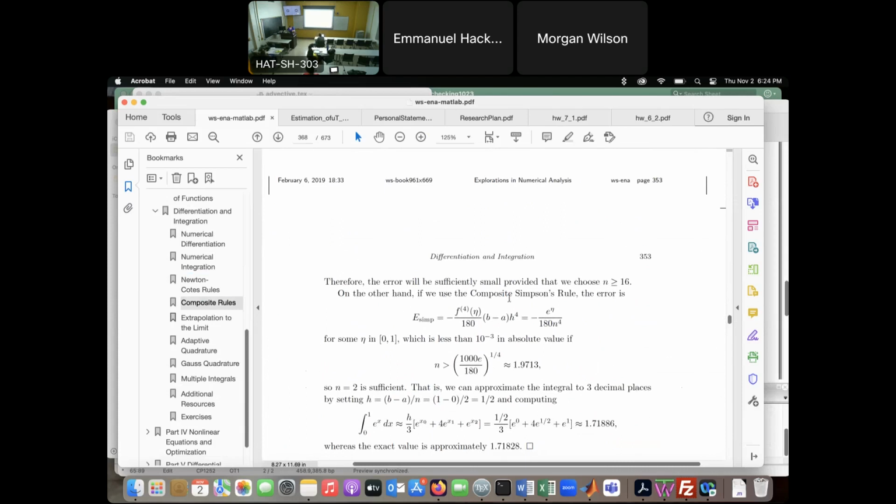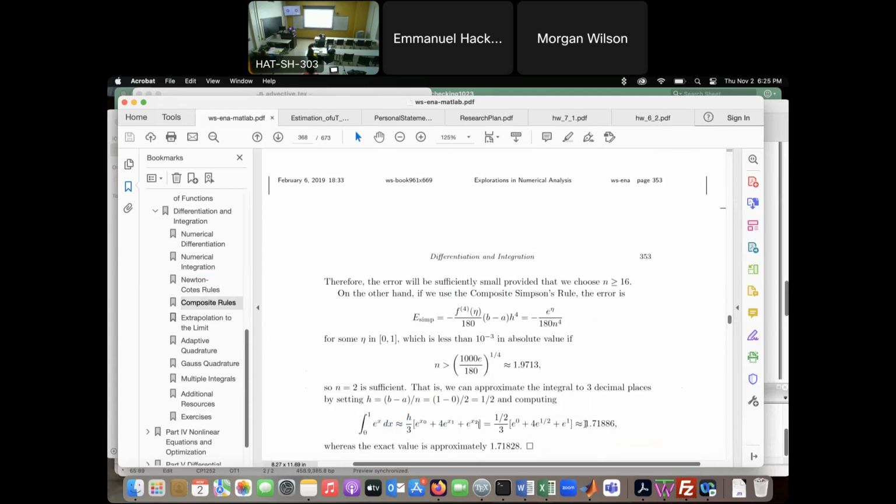I do the same thing with Simpson's rule, same idea. So once again, I simplify the error, I get this. And well, the error would be less than 10 to the minus 3. So when I solve for n in this case, I get 1.9. So in other words, n equals 2 is fine. And so in fact, I don't even need composite Simpson's rule. I can just use regular Simpson's rule. And that's what I do down here, knowing that the error is going to be small enough.